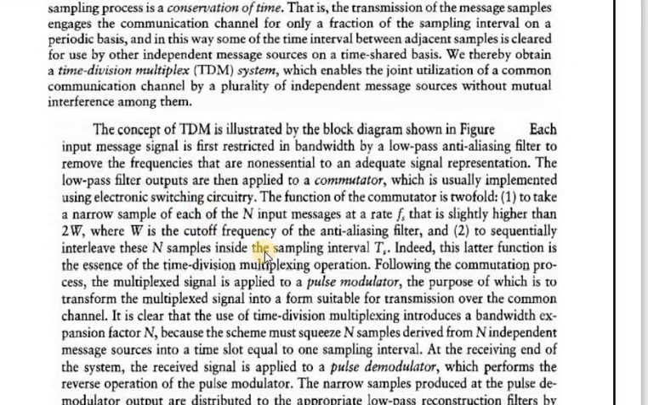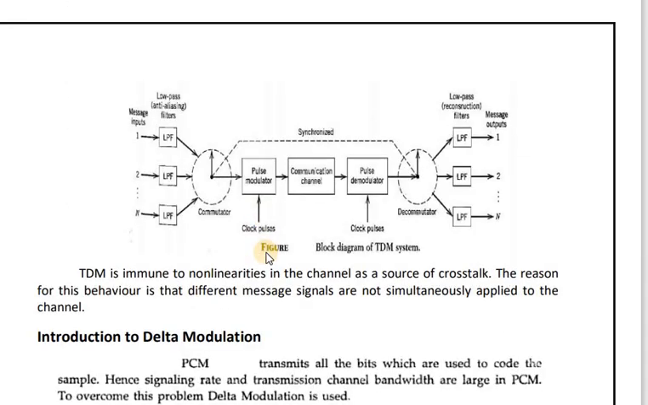Right. So before I explain what the time division multiplexing block diagram contains, I'll show you this one first. It consists of low pass filters first, which are anti-aliasing filters. So first the message signals are given to the low pass filters, and those filters feed a commutator. From that commutator, the signal is given to the pulse modulator, where you add the clock pulses, that is, your carrier signals are also added.